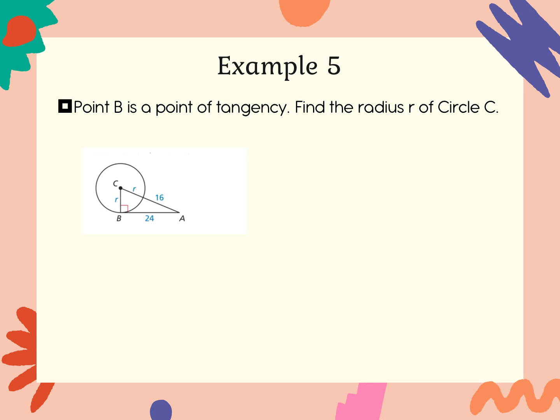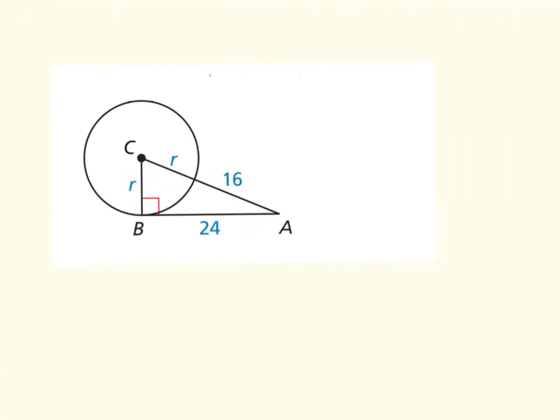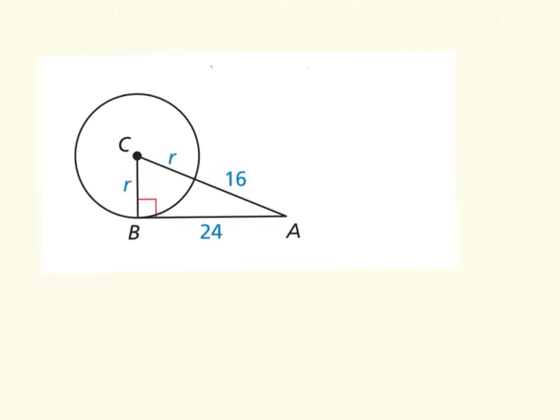Remember yesterday we learned a theorem that told us that when a line or a segment is tangent to a circle, it's going to be perpendicular with the radius. So notice they've already shown us that BC and AB are perpendicular because of the right angle. And what this has formed now is a little right triangle here.